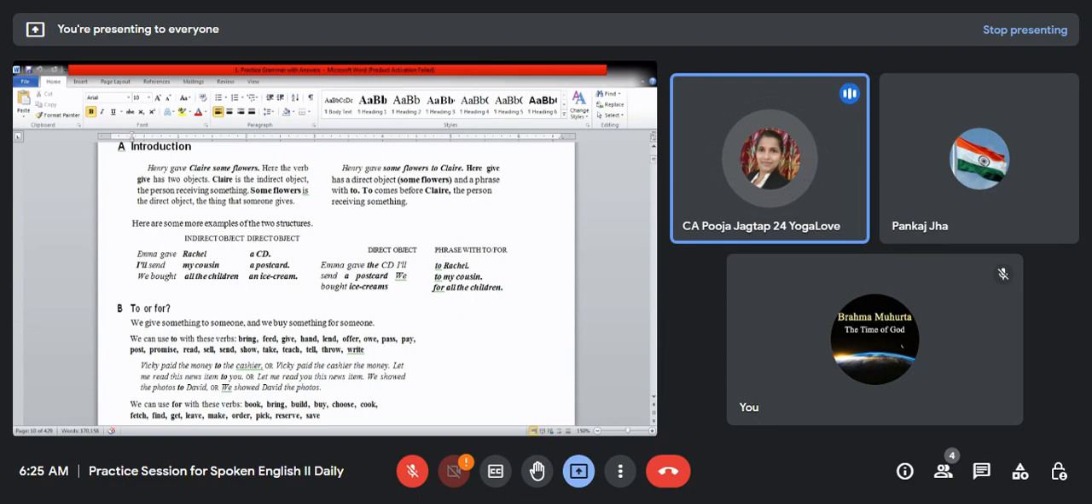B. To or for. We give something to someone and we buy something for someone. We can use to with these verbs.